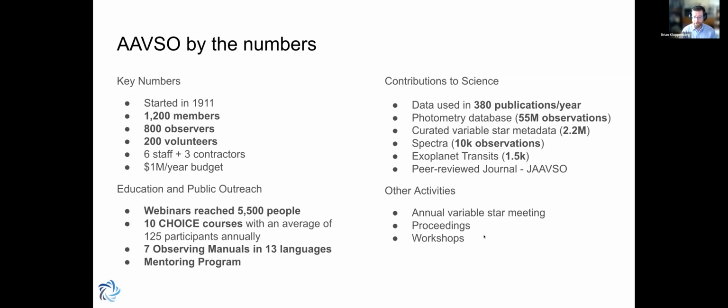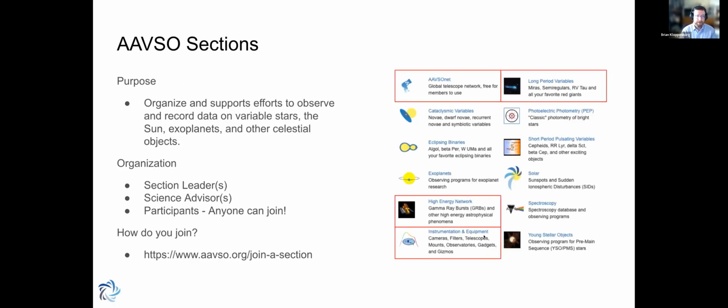Now, AAVSO, of course, is a science-focused nonprofit, and so I'd like to highlight a few ways we contribute to science. The first is that data from our members are used in about 380 publications per year. If you do the math between 800 observers and 380 publications per year, you have roughly a 40 to 50% chance at random of being involved in a publication, which is pretty good for just going out and doing data collection. We also maintain the world's largest photometric database of data collected by amateur astronomers, which presently has about 55 million observations. We have a curated database of variable star metadata, information about different types of variable stars, with about 2.2 million entries, as well as a spectroscopic database, a database for exoplanets, and a peer-reviewed journal.